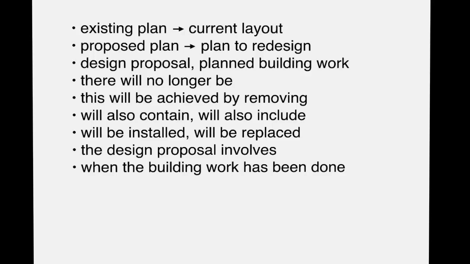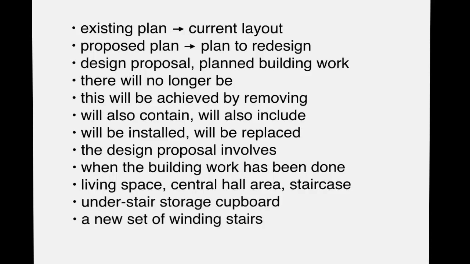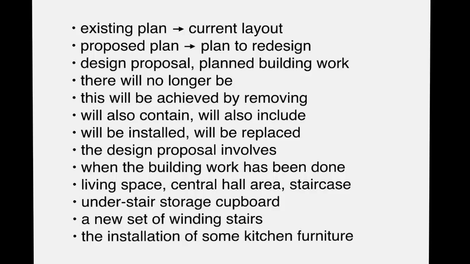And finally, some of the vocabulary I used just to describe the different elements. Living space, central hall area, staircase, understair storage cupboard, a new set of winding stairs. That's good vocabulary. Winding stairs means the stairs that go round the corner. And finally, the installation of some kitchen furniture. So there's some good paraphrasing. There's some interesting verb tenses used, active and passive as well, and some good vocabulary to describe the different elements in the diagrams.